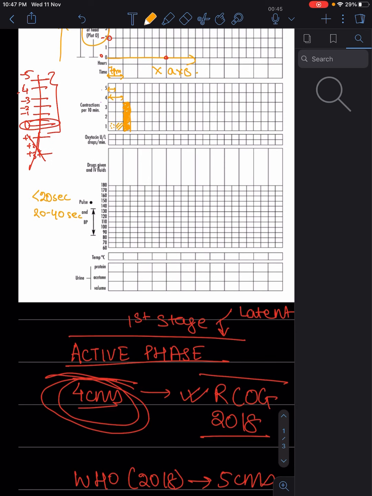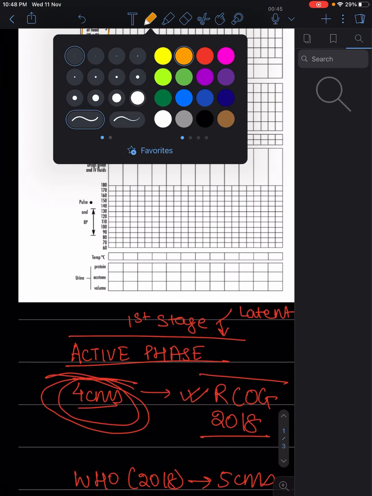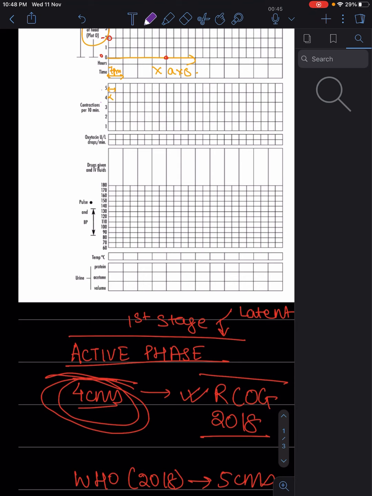Okay, now that we have dealt with the contractions, we'll be going on to the next part, that is the oxytocin. Now this is very important, because what unit you are giving at what minute, that you'll write. Supposing you are giving 1 unit at the rate of 30 drops per minute. So this is how you'll write. Right. So supposing this is 1 unit and 30 drops.